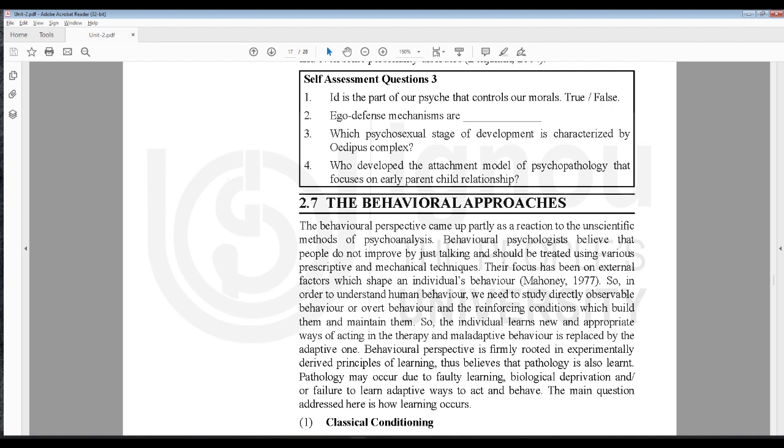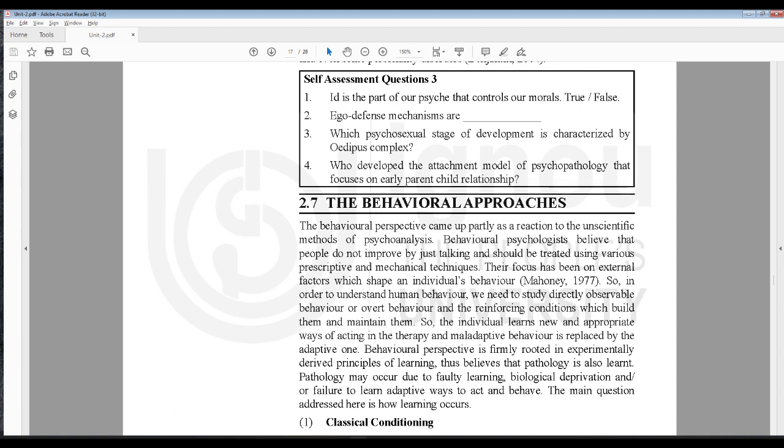2.7 The behavioral approaches. The behavioral perspective came up partly as a reaction to the unscientific methods of psychoanalysis. Behavioral psychologists believe that people do not improve by just talking and should be treated using various prescriptive and mechanical techniques. Their focus has been on external factors which shape an individual's behavior. Mahoney, 1977. So, in order to understand human behavior, we need to study directly observable behavior or overt behavior and the reinforcing conditions which build and maintain them.